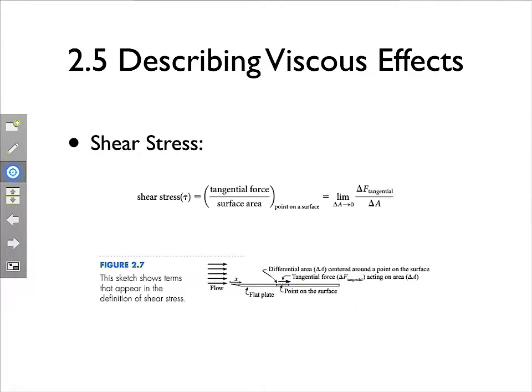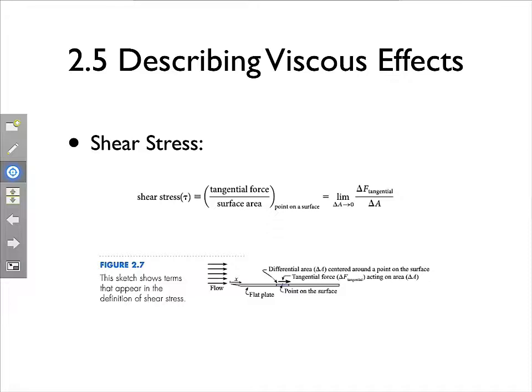So the shear stress is pretty easy to understand. It's just the tangential force per unit area on a point. And so if we looked at a differential area, delta A, centered on a point on the surface of the plate here, the fluid would be enacting a tangential force, or a force along the plate as it flows past. And that tangential force, the change in tangential force over the change in area, is going to be what is the shear stress. And of course, we take that in the limit at a point on the plate, basically. So it's just a tangential force per unit area.